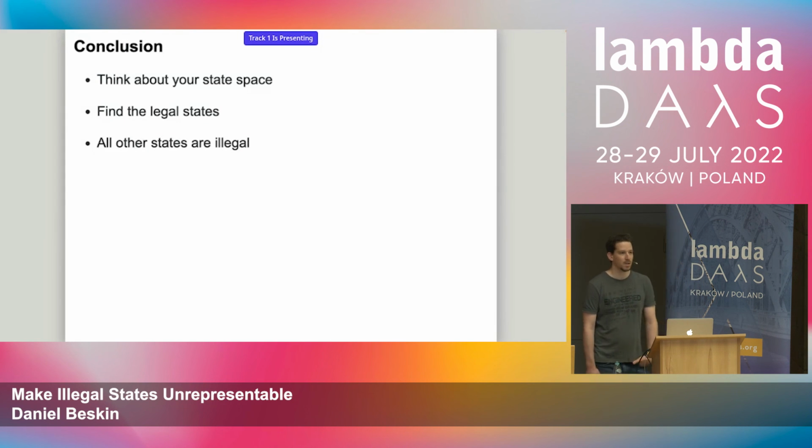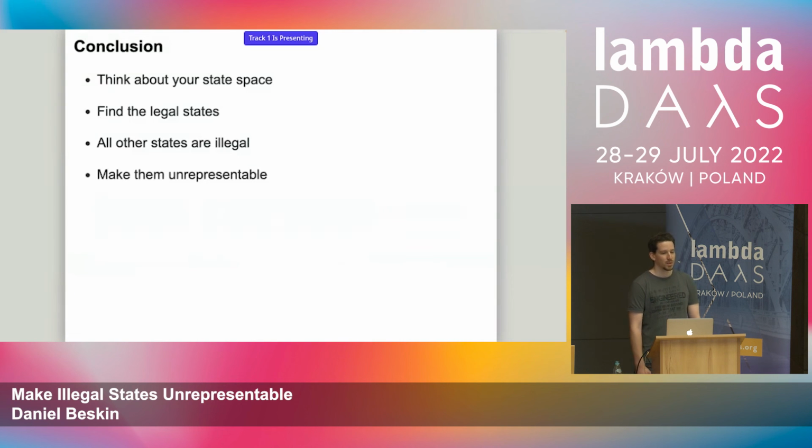Now, if all you do is just sit there and think about your state space and the legal and illegal states, that's already a great first step. You don't have to do anything else. That's already a good way of getting your code to be better, just by knowing what's possible and impossible. But if you actually want to reap the benefits from this talk, make those states unrepresentable.